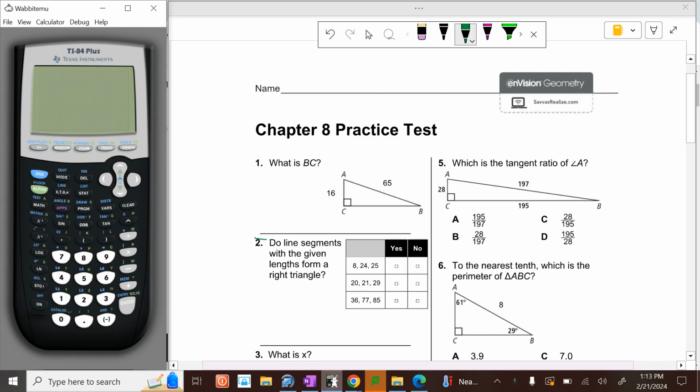All right, finding BC. BC is side A because it's opposite of angle A. So if BC is opposite of A and side A, C squared equals A squared plus B squared if you know two sides of a right triangle. So 65 squared equals A squared plus 16 squared.